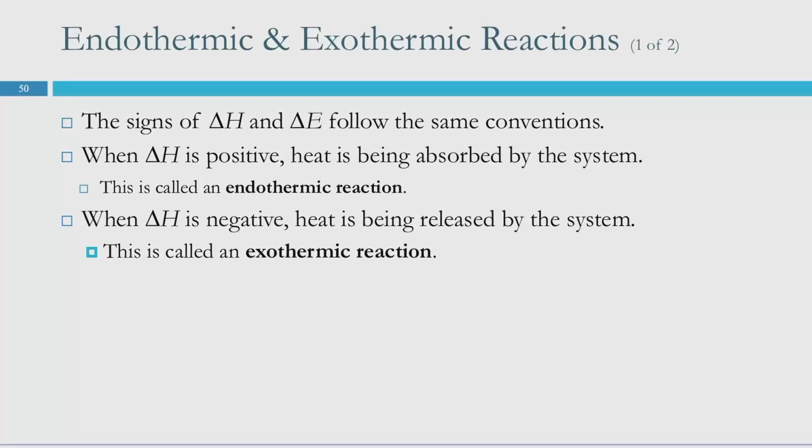So, endothermic and exothermic reactions. The signs of delta H, enthalpy, and delta E, the change in internal energy, follow the same convention. We've done a little bit of this before. When delta H, or change in enthalpy, which we can sort of think of as heat, is positive, heat is being absorbed by the system. There is a gain in energy, just like with an increase in delta E. And we call this an endothermic reaction, the endo here meaning going in.